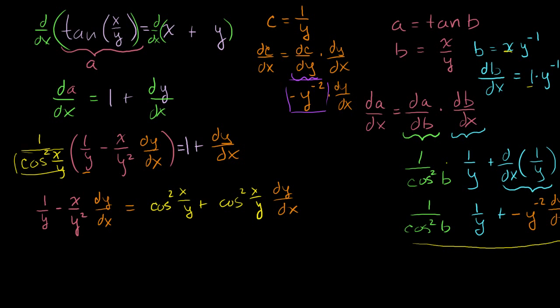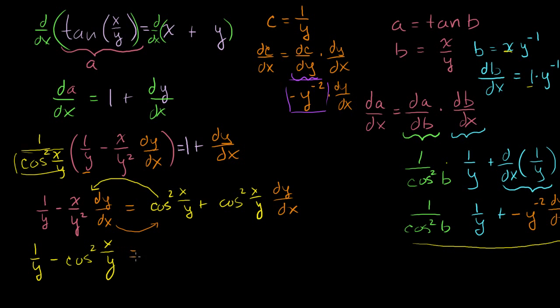And now what can we do? We can subtract this cosine squared of x over y from both sides of the equation. And we get 1 over y minus cosine squared of x over y. All I did is I subtracted this from both sides of the equation, so essentially I moved it over to the left-hand side. What I'm trying to do is separate the non-dy/dx terms from the dy/dx terms. So I want to bring this dy/dx term over to the right-hand side. So let me add x over y squared dy/dx to both sides.